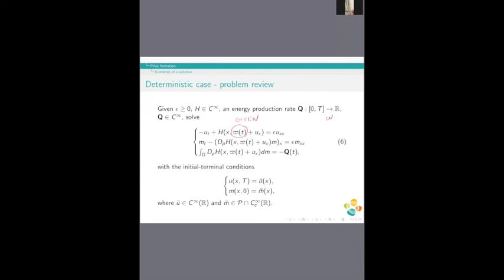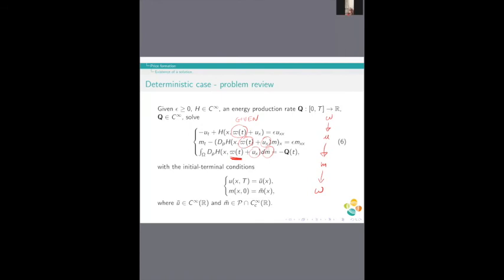So given price, you can find u. Given u and price, you can find m. And given u, price, and m, you can find a new price out of the third equation.